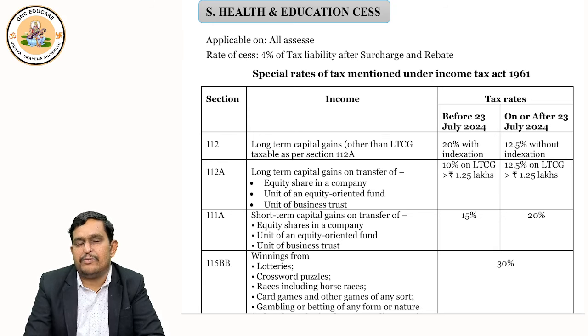Earlier, the tax rate was 15%. But now the tax rate is 20%. So they increased the rate of tax. Earlier, that is before 23rd July 2024, 15% was the rate, but now they made it 20%. Now you may be thinking, sir, normal capital gains on sale of property, sale of assets, they decreased the rate, but on stock market related capital gains, they increased the rate. Absolutely right understanding. Why they did so?